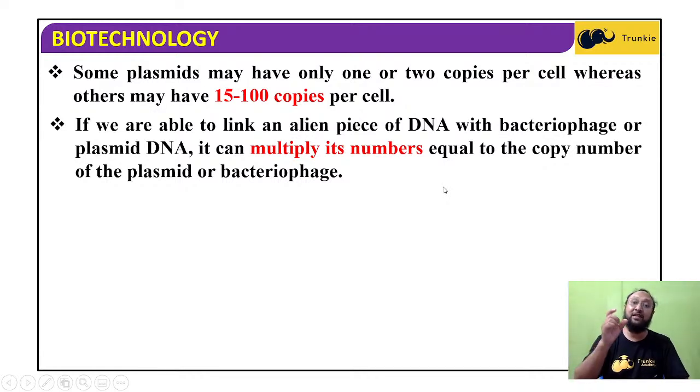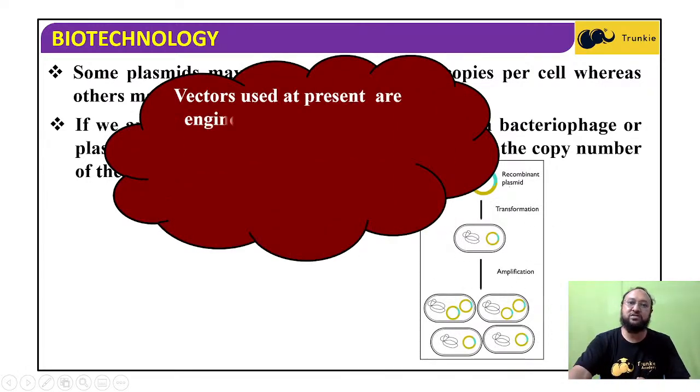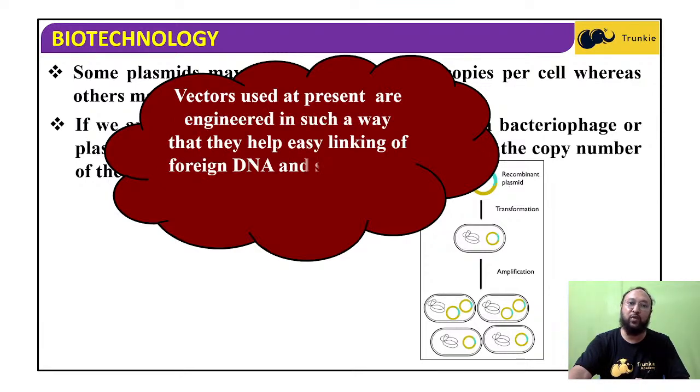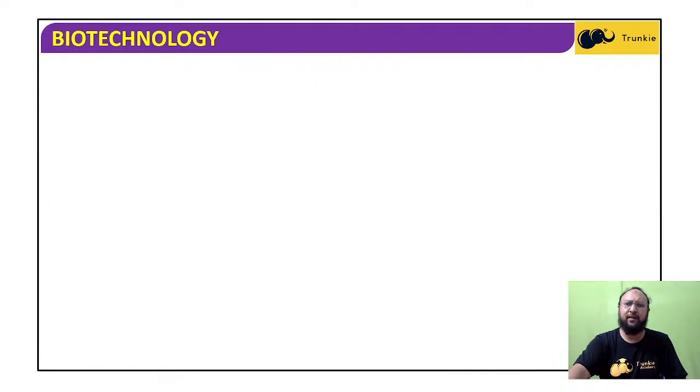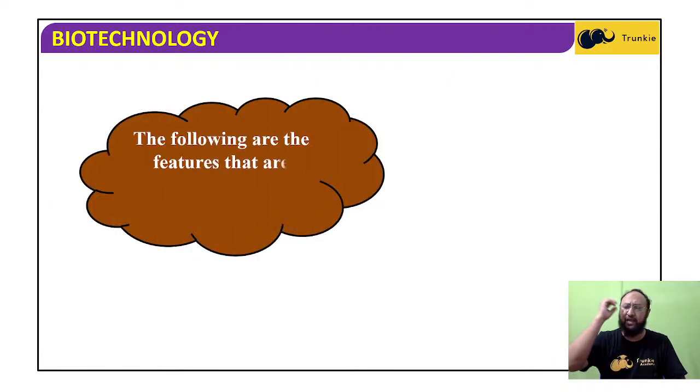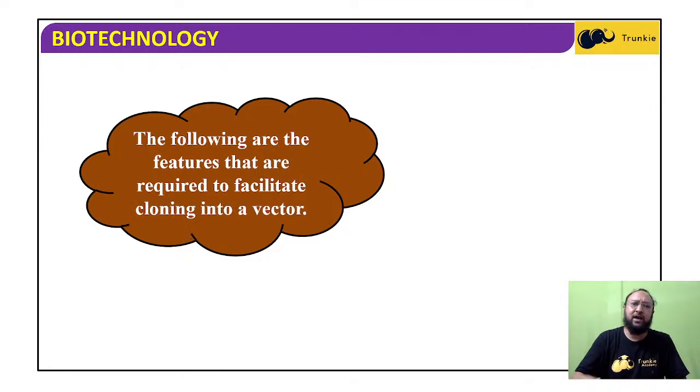If you are able to link alien DNA with bacteriophage or plasmid, it can multiply its number equal to the copy number of the plasmid or bacteriophage. So vectors used at present are engineered in such a way that they help easy linking of foreign DNA and selection of recombinants from non-recombinants. They are prepared so that linking with foreign DNA is easy, because we need to link with the alien DNA. The following are the features required to facilitate cloning into a vector.